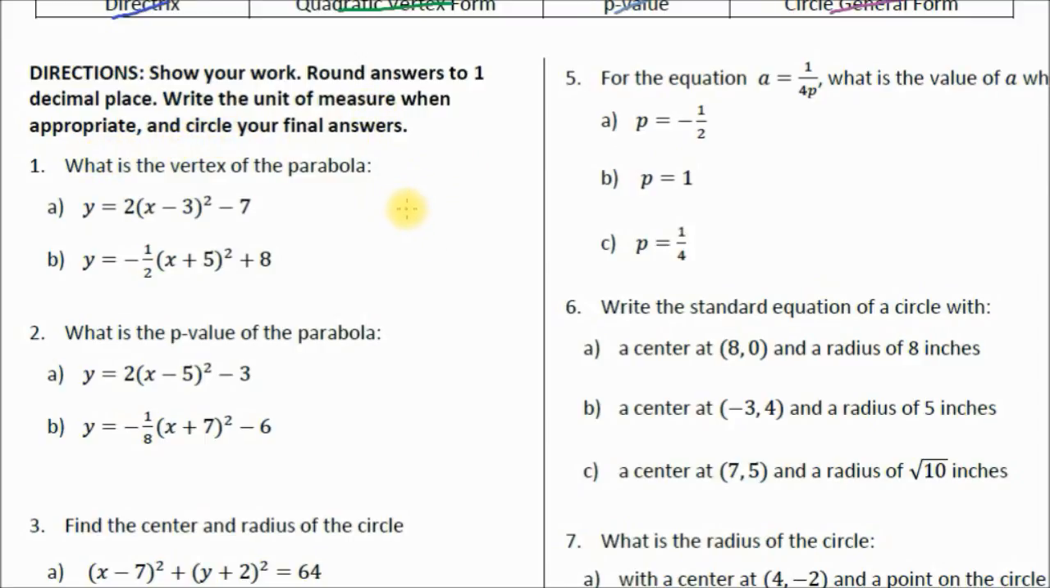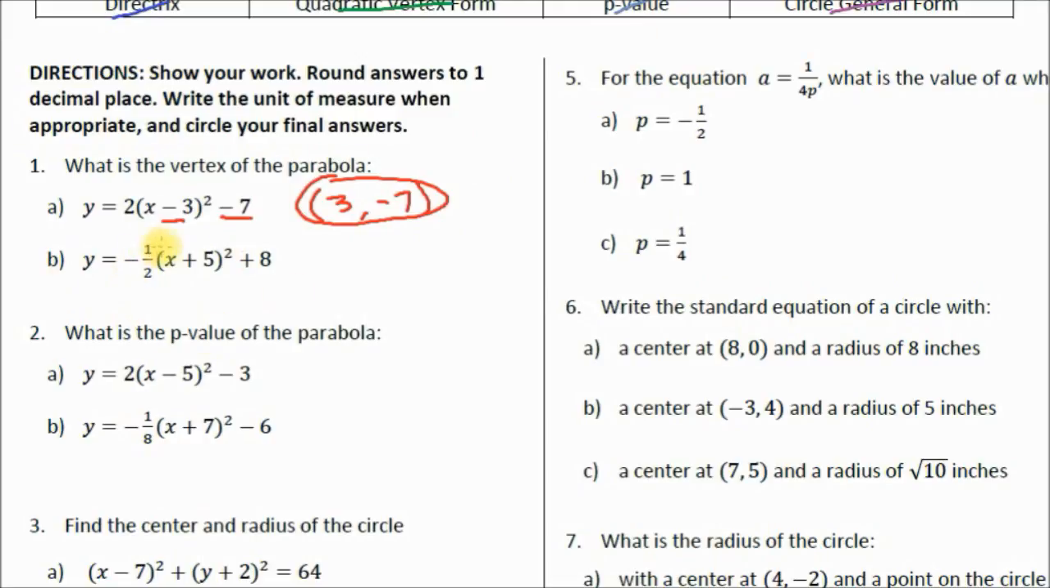Alright, so first one. y equals 2 times (x minus 3) squared minus 7. That is a quadratic equation in vertex form. So our vertex is found with h and k. So our vertex is going to be at, okay, the h value we flip, that's 3, the k value, we keep the sign in a quadratic, and that's -7. There's our first answer.